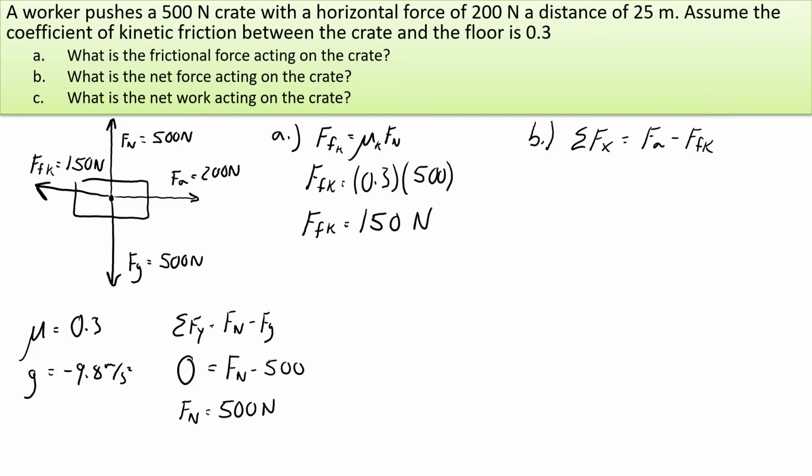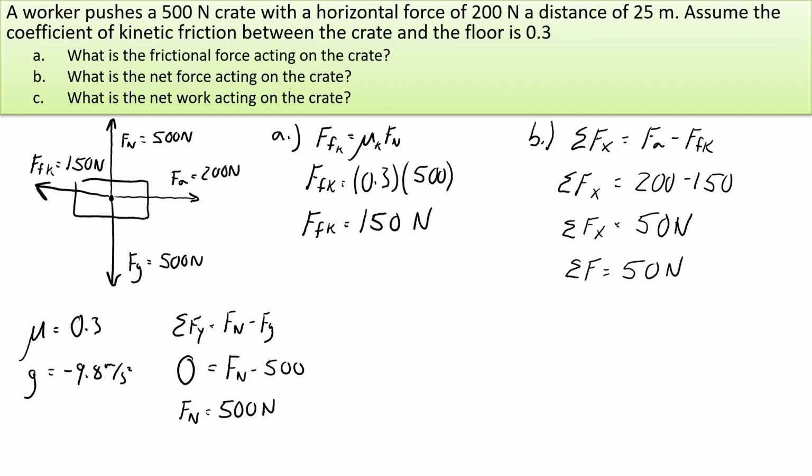The net force is going to be equal to ma, but actually part B is just asking what is the net force. So we could just solve for the net force here. F_a is positive 200 minus 150. So the net force in the x direction is equal to 50 newtons, and the net force in the y direction is 0. So the net force acting on the object is 50 newtons. Even if you did the vector sum, it's still just the same, 50 to the right.